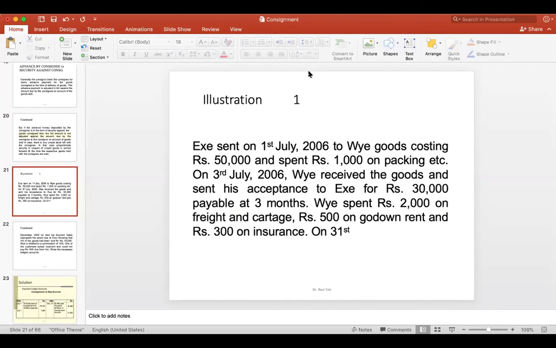Our problem: the goods sent are 50,000, and the corresponding expenses incurred are 1,000. So 50,000 plus 1,000, 51,000 is the total worth of the goods sent.